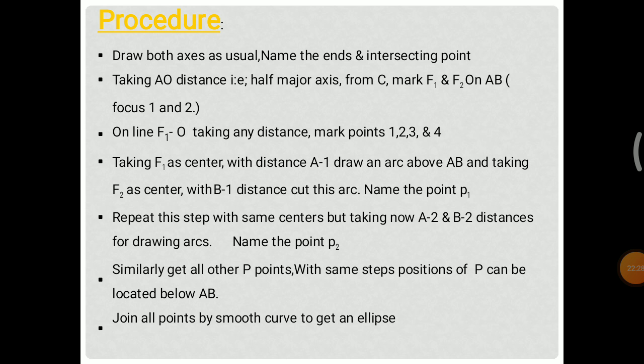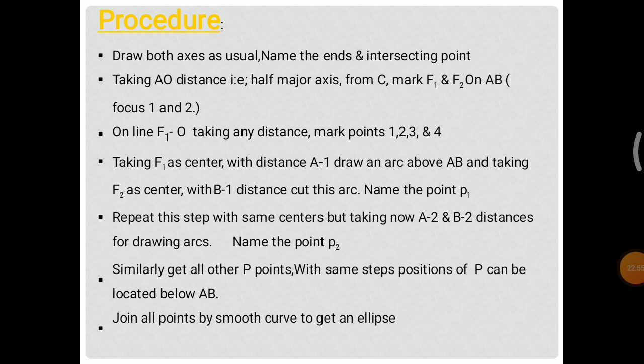So on line F1 to O, take any distances and mark points 1, 2, 3, 4. Here we can take any number of points. We can divide it into any number of parts, that is 3, 4, 5, 6, based upon the purpose and time. Here I am taking 5 equal parts. So the points are 1, 2, 3, 4, and the fifth part is the center, that is O.